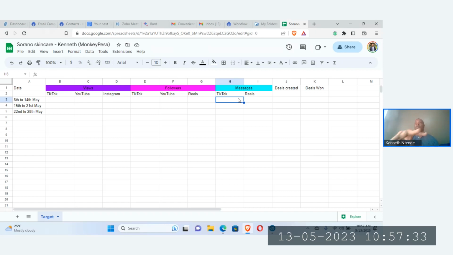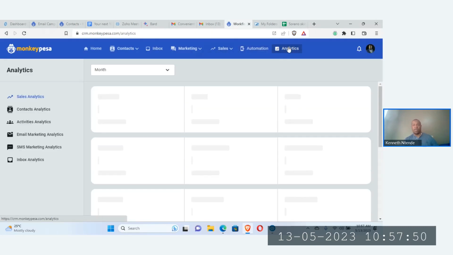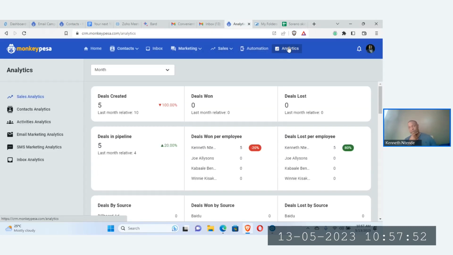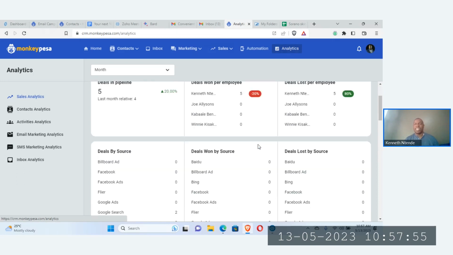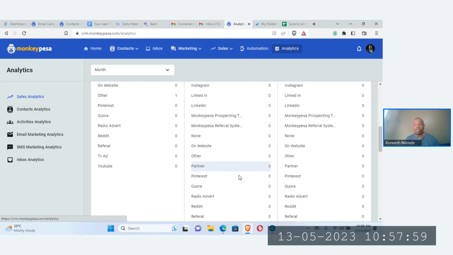That's an example of how you could do that. Now, from that, quantify and see how many messages have come in. You could track per platform that, you know what, these are the number of messages that have come in from TikTok. These are the number of messages that have come in from Instagram Reels. And most importantly, you could use something like the Monkey Pesa platform just to understand, you know what, here is how many deals I've been able to solicit. These are the sources of the deals that have come in.